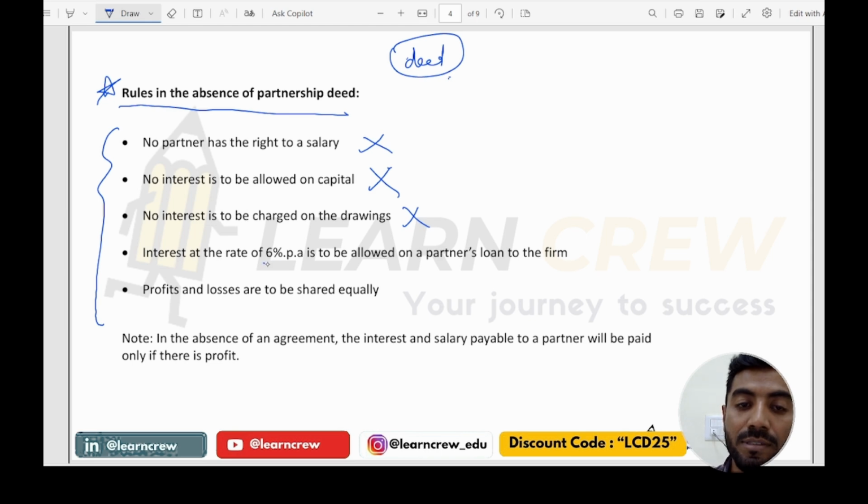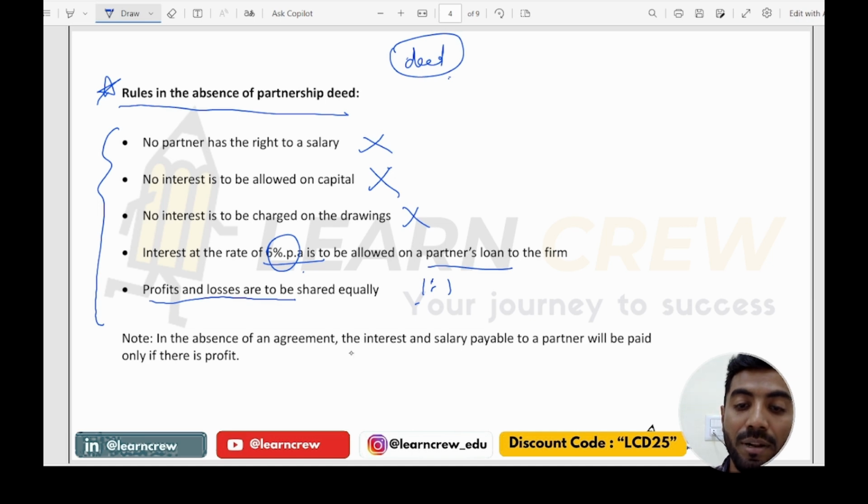Interest at the rate of 6% per annum is allowed on partners' loan to the firm. If a partner is giving an additional loan, not as capital, on that loan 6% interest is to be allowed. Only 6% is allowed. And when the deed is not there, profit and losses have to be shared equally. Equal profit, that is 1:1, 50%, 50% generally if two people are there.